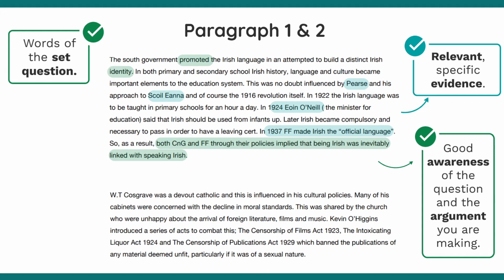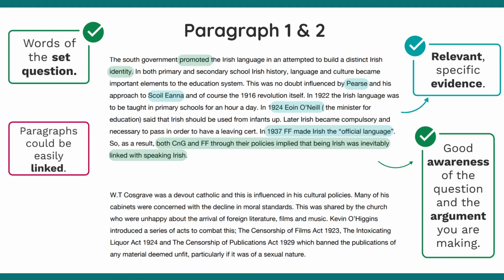Now remember, guys, your Leaving Cert history essays are not separate chunks of information that have nothing linking them. Your paragraphs need to be linked, and these paragraphs could be easily linked, and they're not here. So the opening sentence of the second paragraph could easily say something like, "W.T. Cosgrave was another promoter of cultural identity," something like that. You know, that word another is a simple linking phrase that could be used there. Find your own way, find your own language, but don't forget your linking phrases and to vary them.